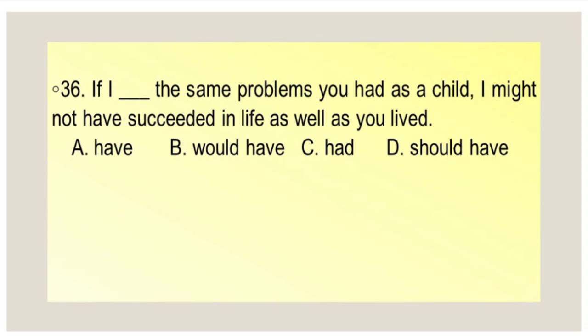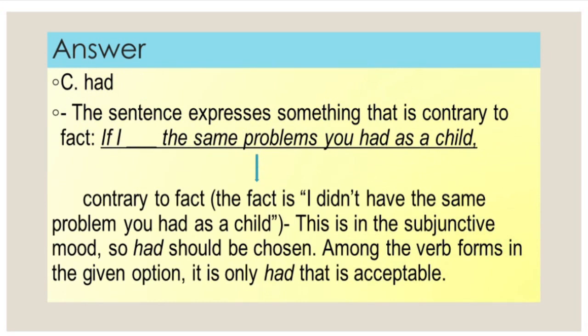Number 36 now. If I blank the same problems you had as a child, I might not have succeeded in life as well as you lived. Let's examine. If I blank the same problems you had as a child is contrary to fact. What is the fact? The fact is I didn't have the same problem you had as a child. Now, this is the reason that we are going to use the subjunctive mood verb. So among the options, what verb can be used in the subjunctive mood? It is only had. So our answer should be option C, had.